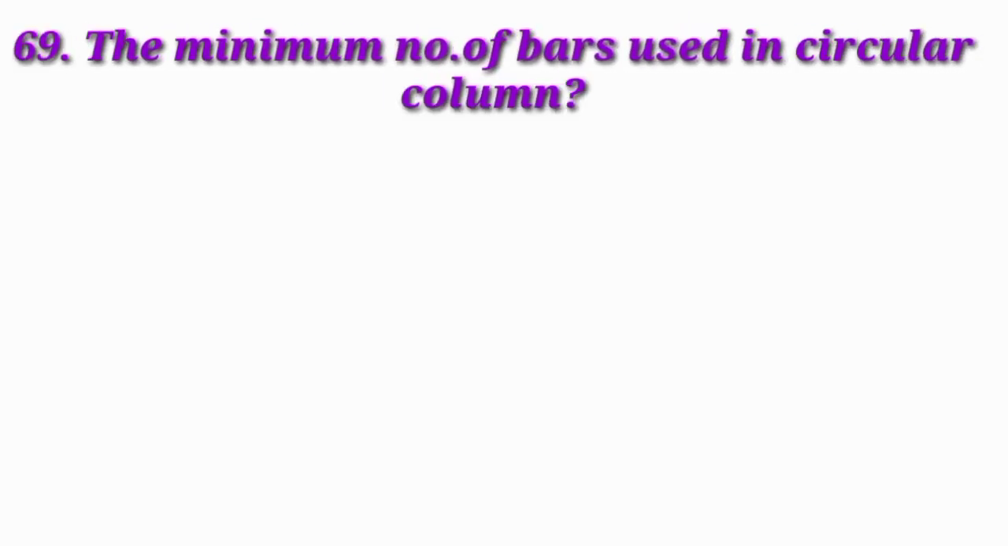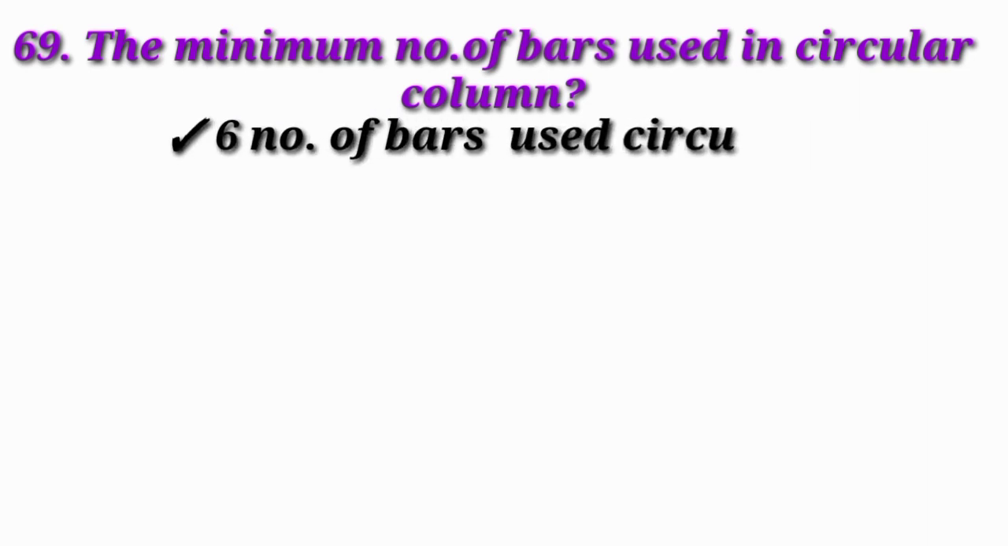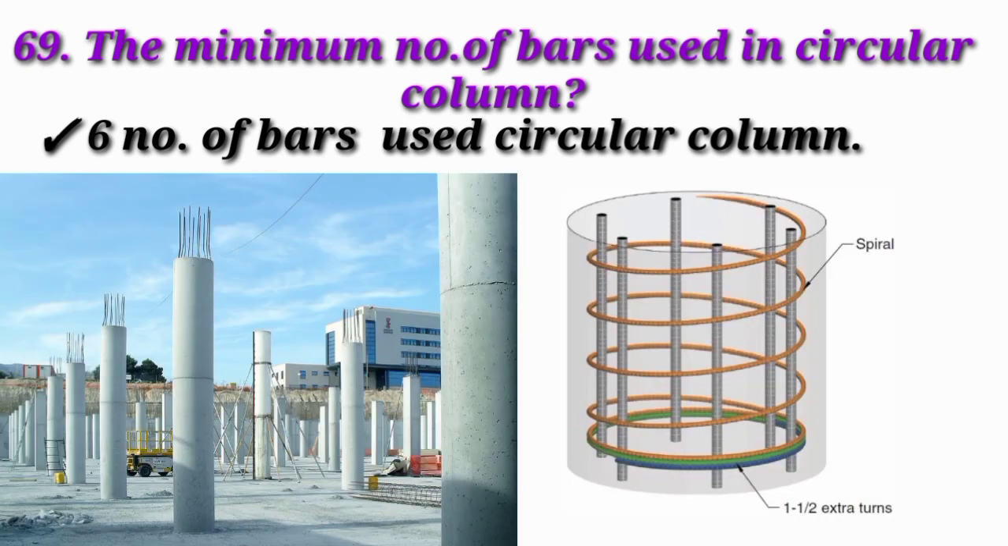The next is 69. The minimum number of bars used in a circular column. The minimum number of bars used in a circular column is 6. See, this is a spiral. Ring is also a name for the spiral.